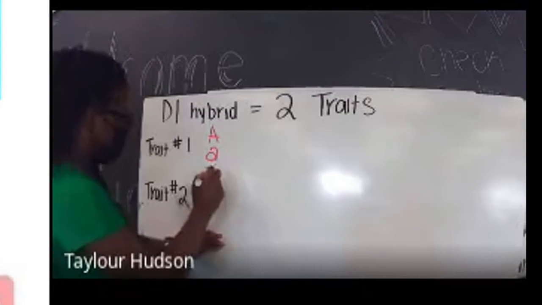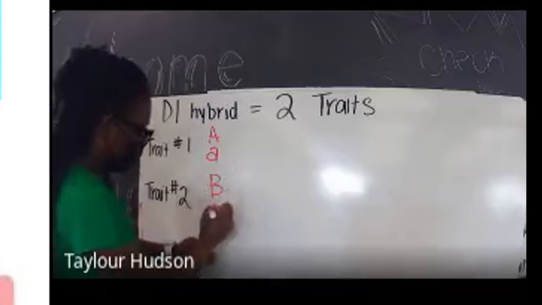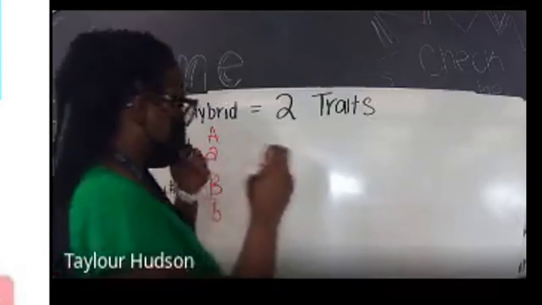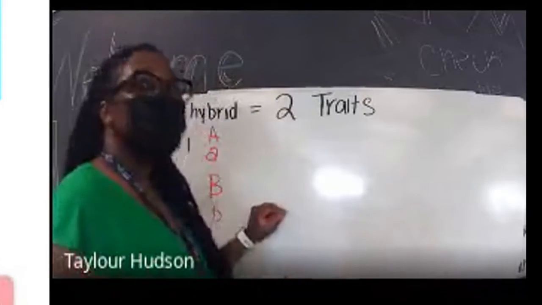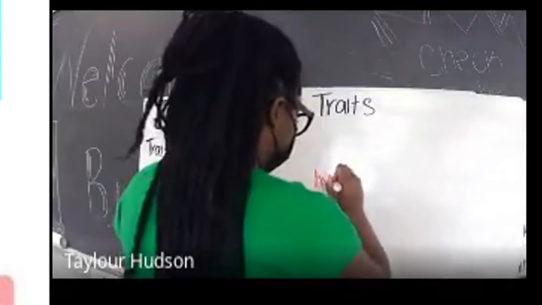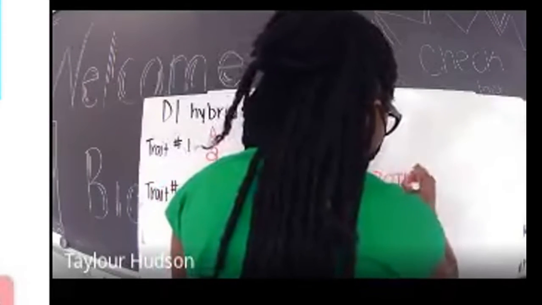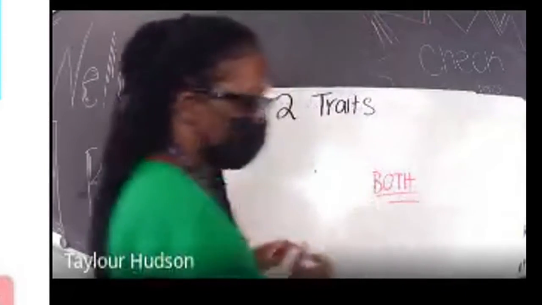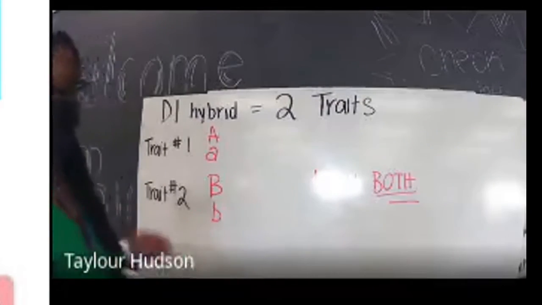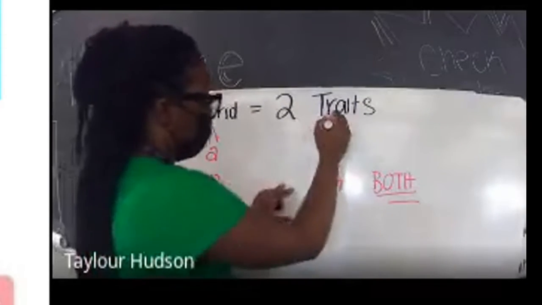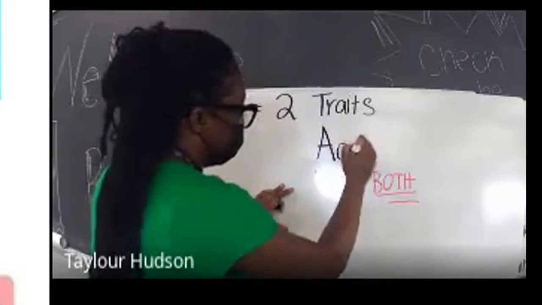Trait number 2, we're going to say B. So big B, little b. Cool? Doesn't matter what it is. So let's pretend we have a parent who is hybrid for both traits. If he's hybrid for both traits, that means this parent is going to have a big A.